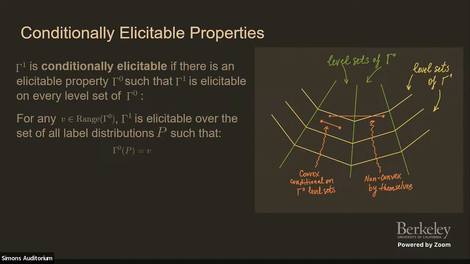Okay, so this is an example of what could happen. Let's say this is the elicitable property's level sets here. They're convex. This is the non-elicitable property, conditional on each of the level sets of the first property. This is a convex object. Now there's non-convexity as soon as you combine level sets, right? So this is like means and this is like variances, in general, okay?